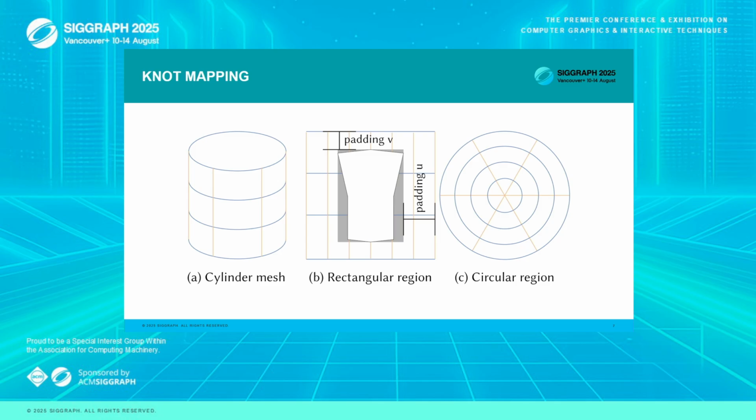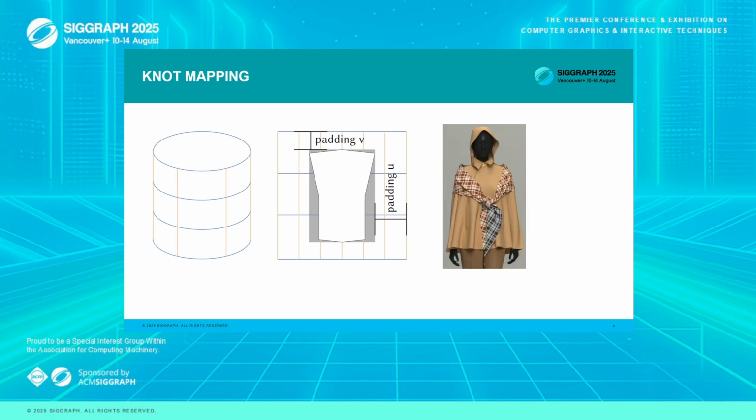Knot mapping bridges digital design with real-world physics. Our system offers two powerful ways to make that happen. First, there's a rectangular mapping. You can flatten a cylinder surface onto a plane. Then any piece of cloth you place on that plane can be mapped back onto the cylinder's surface in 3D space. With its padding parameters, it provides surgical precision, which is perfect for structured, well-defined knots.